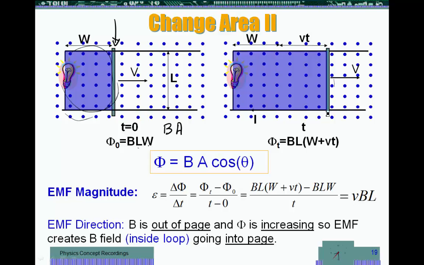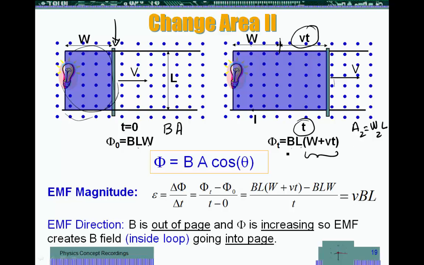Now, at this instant later, at time t, the bar has moved a distance Vt from this position. So the new area A2 is going to be the new width times L. But the new width is W plus Vt. That's what you see here, times L. And my flux then is BL times W plus Vt.